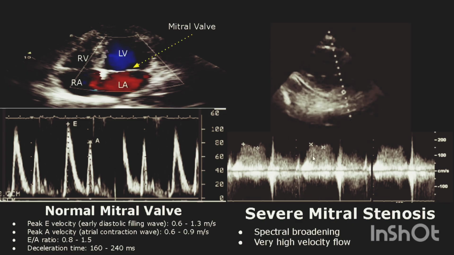And over here we have a spectral waveform of severe mitral stenosis. We will find spectral broadening and very high velocity flow. The velocities are reaching almost 200 centimeters per second. In this case, continuous wave Doppler is used because it is able to detect very high velocity flows.